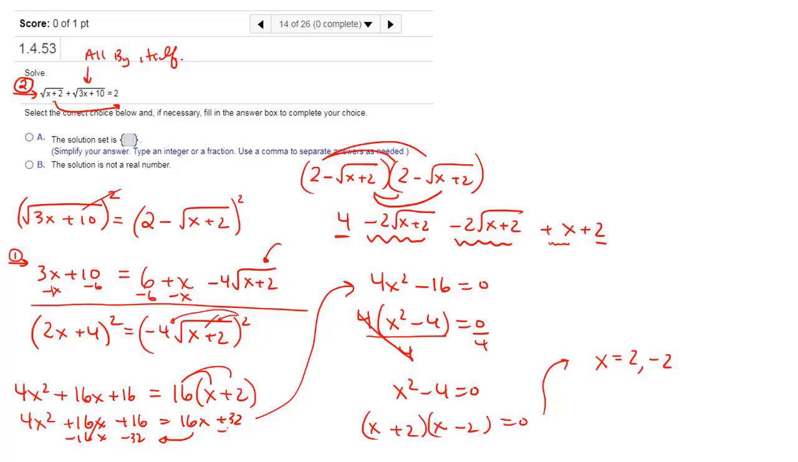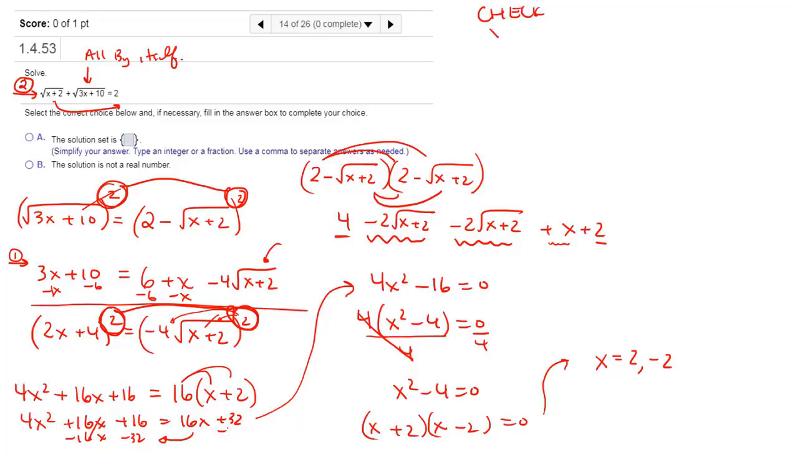Now, did we square both sides? Yes, we did. Remember, we actually did it twice. Notice right here, we squared both sides. Yes. Right here, did we square both sides again? Yes. So we did it over here as well. Whew, okay. So we're going to have to check.